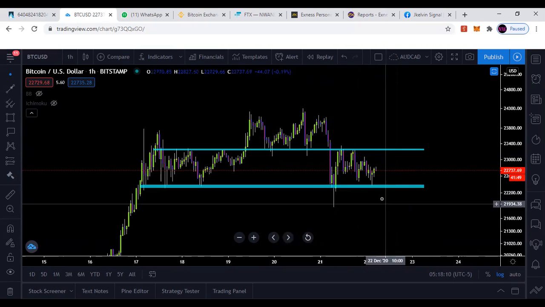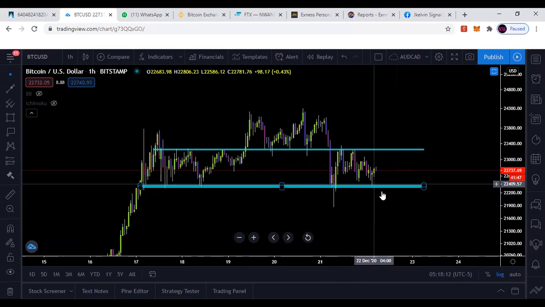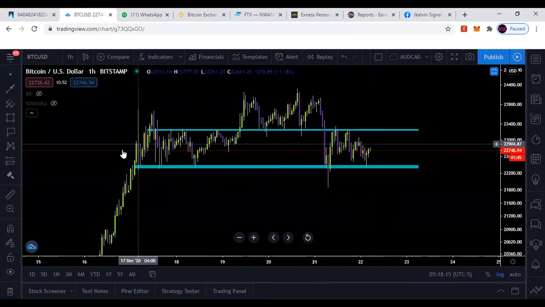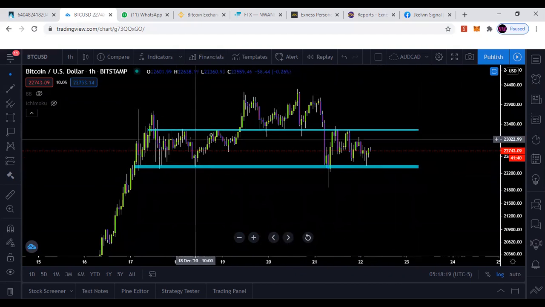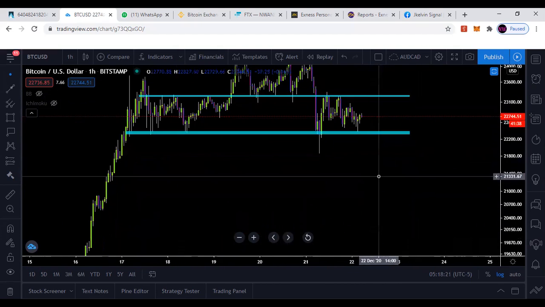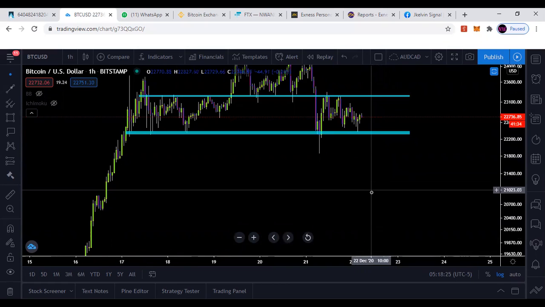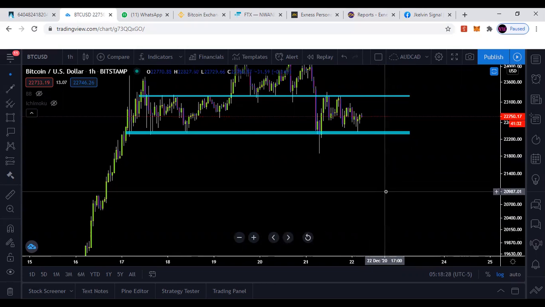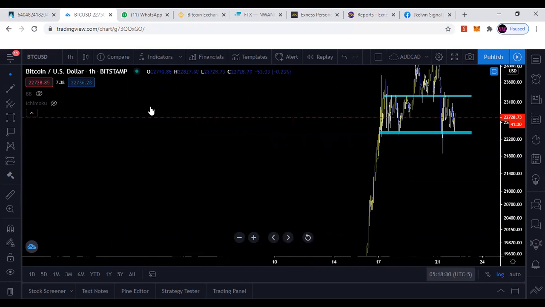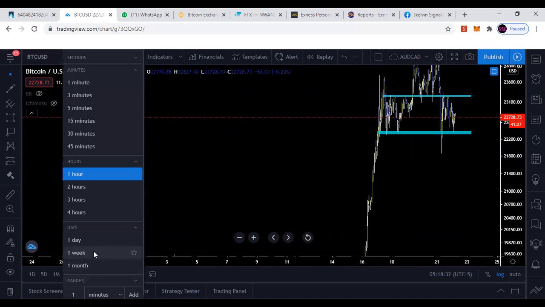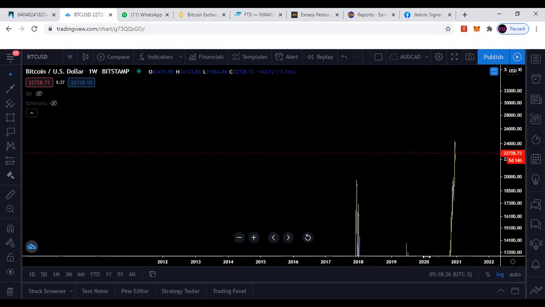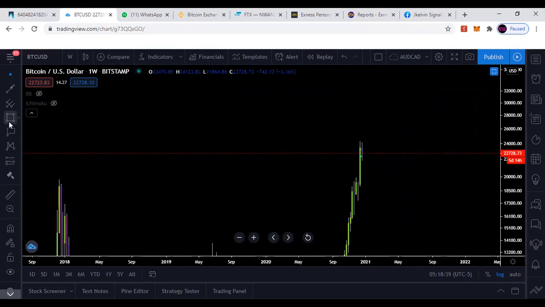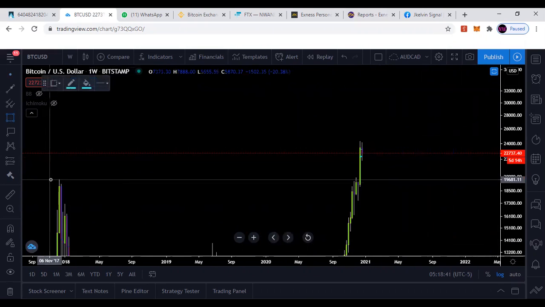So we need to be very careful within these levels here and here. If price breaks down to this level, we might likely get a head and shoulder here, which, if you go back to the previous video I did, I talked about price going back to around 20k, which is the major resistance price broke out from, which is here.